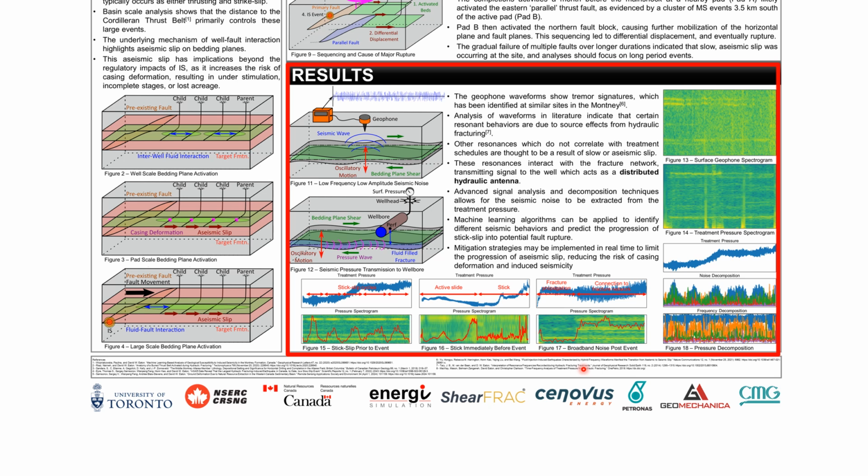Using this, mitigation strategies may be implemented in real time based on the surface pressure in order to identify, limit, and reduce the progression of aseismic slip, which reduces not only the risk of induced seismicity but also casing deformation.